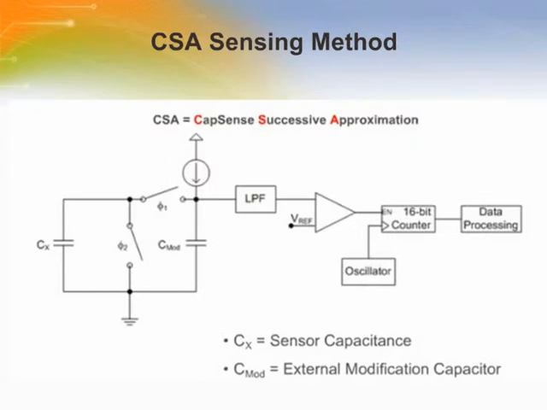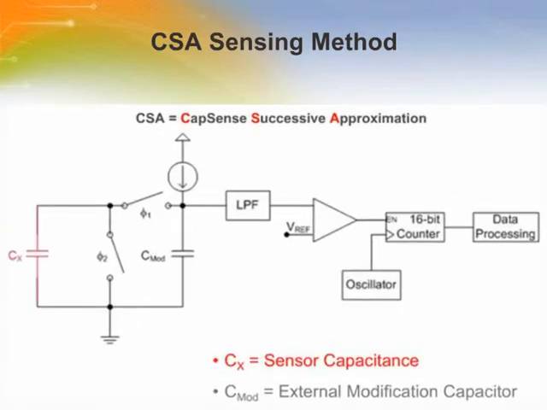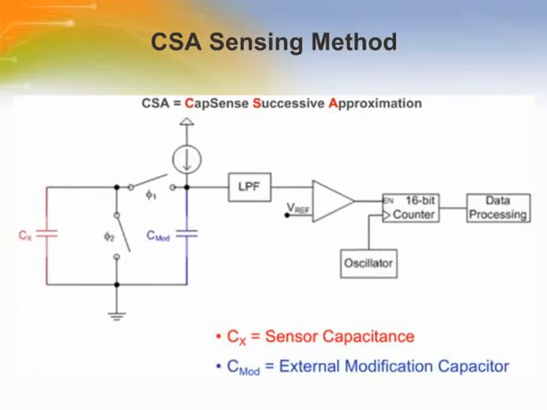Here is a block diagram for CapSense successive approximation, also known as CSA. It consists of a programmable current source, called the IDAC, which is attached to a bus connected to a switched capacitor network to ground. The switched capacitor network is formed by Cx, the sensor capacitance, and switches phi 1 and phi 2.